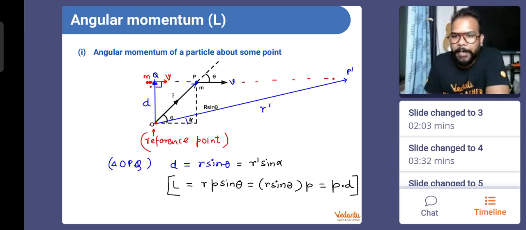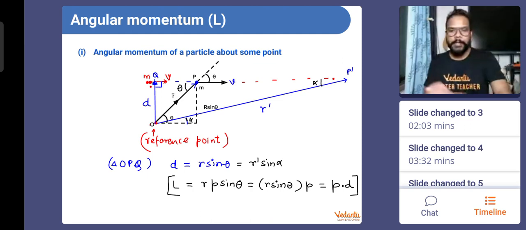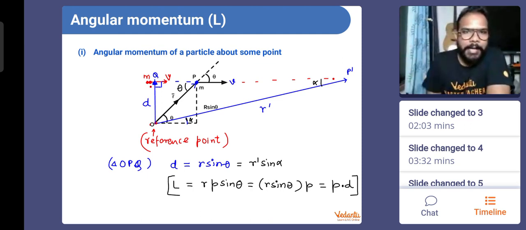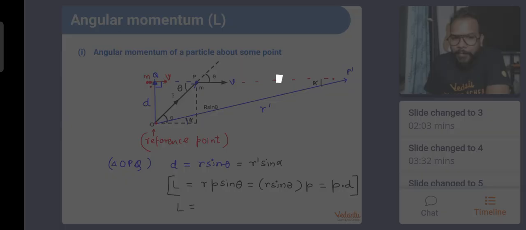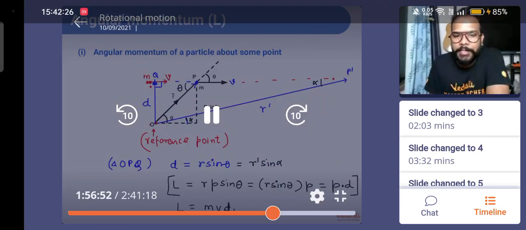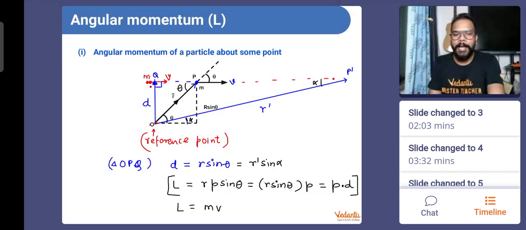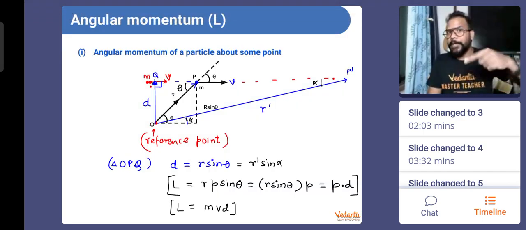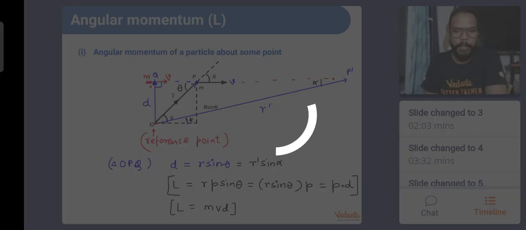Everybody, please pay attention. Do you see that different right angle triangles have different values of these alphas? This angle is alpha, this is theta. But what is important to see is that all of these hypotenuses have the same opposite side, that is D. What I'm trying to tell you is, if this particle is moving in a straight line, and if I ever have to write down its angular momentum, I will only write the angular momentum as M into V into D, which is the perpendicular distance of the line in which the particle is moving.